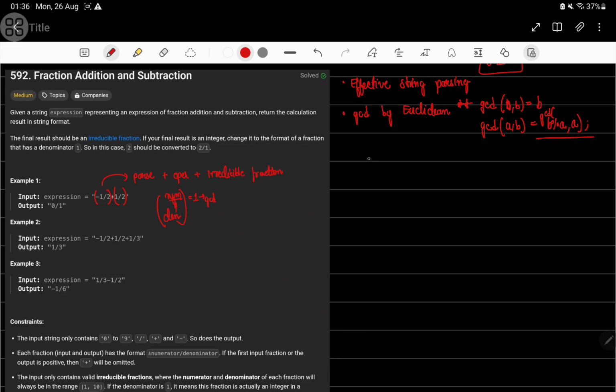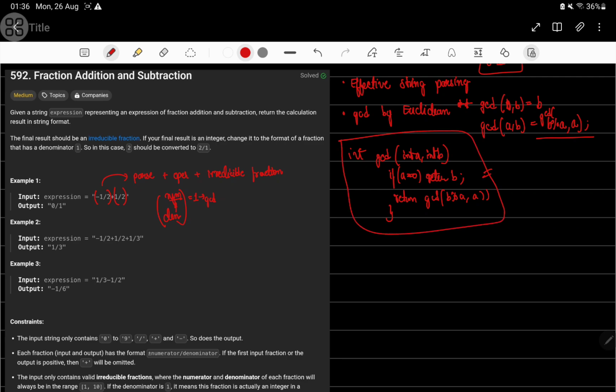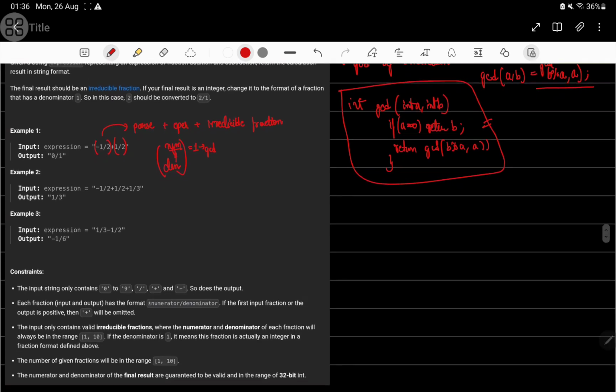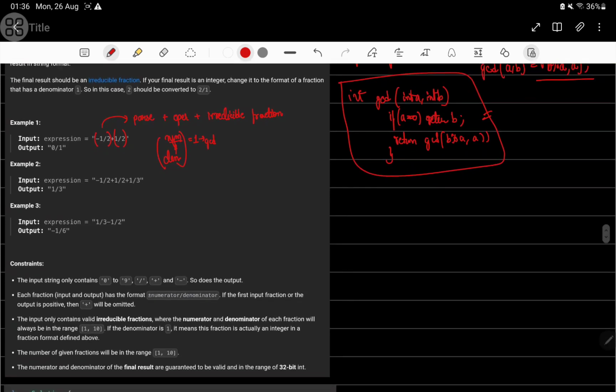Only one thing to note is that whenever we write GCD, it is like int gcd(int a, int b), and then over here if a equals 0, then we can just return b, and if it is not the case, then just return GCD of b modulo a and a. This is the Euclidean algorithm, and we need to just remember this snippet for faster retrieval of GCDs, because we would need that to make it irreducible.